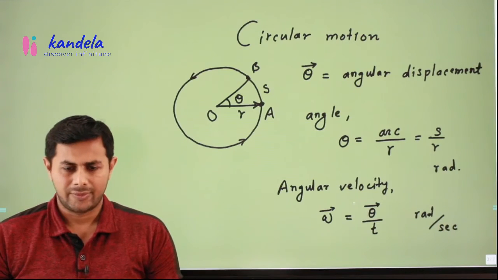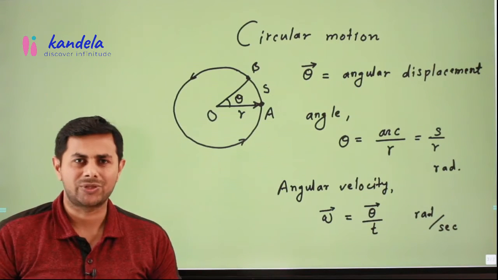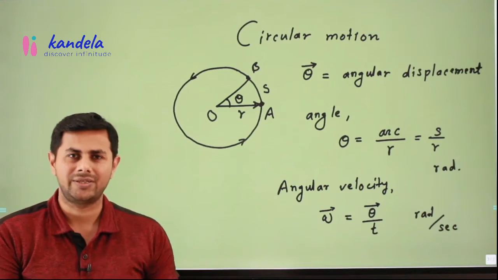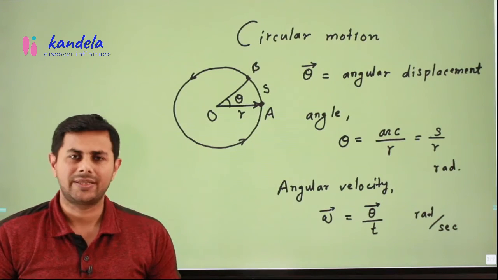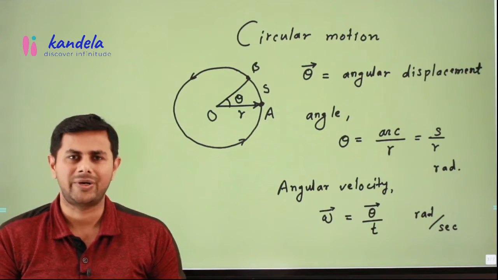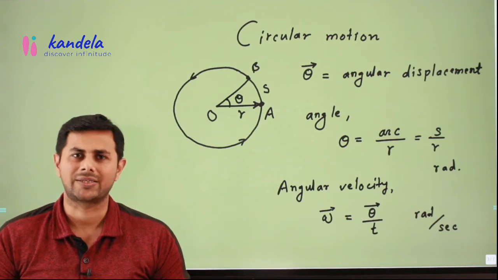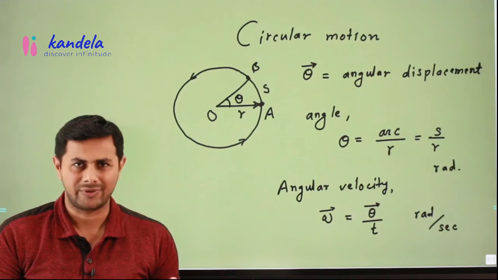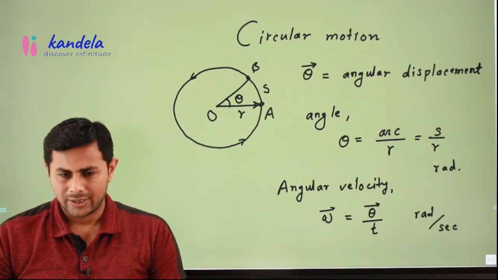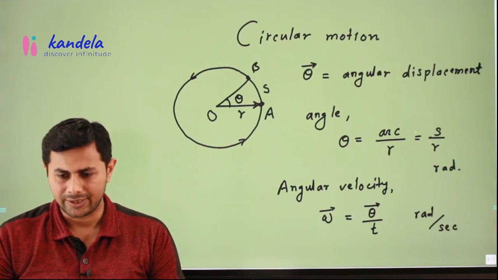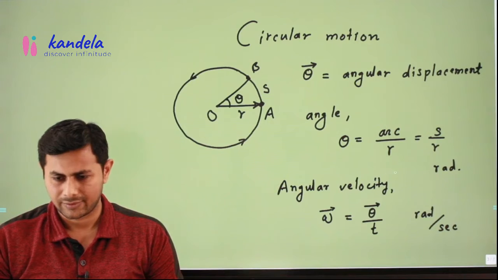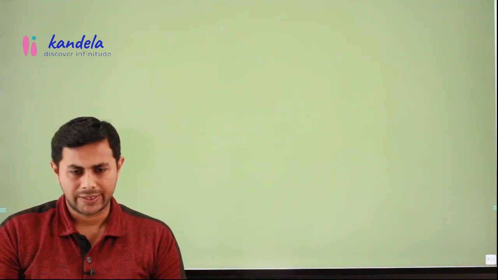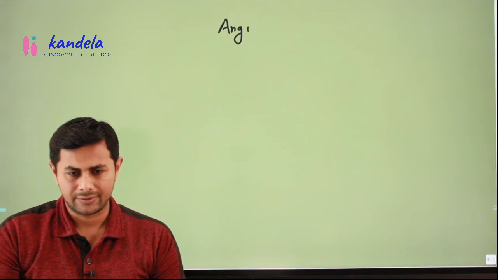All right. Then just like in linear motion, we have acceleration, which is change in velocity per unit time. Just like that, in circular motion, we define angular acceleration. It is change in angular velocity per unit time. Okay. So let's define angular acceleration. So what is angular acceleration?